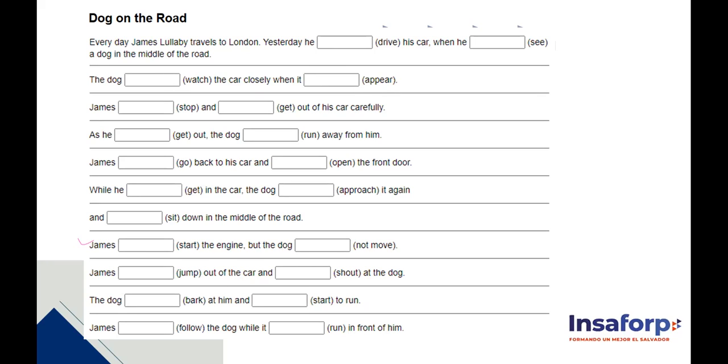James. Yes, but James started the engine, but the dog didn't move. Okay, and next one, please. Continue, James.